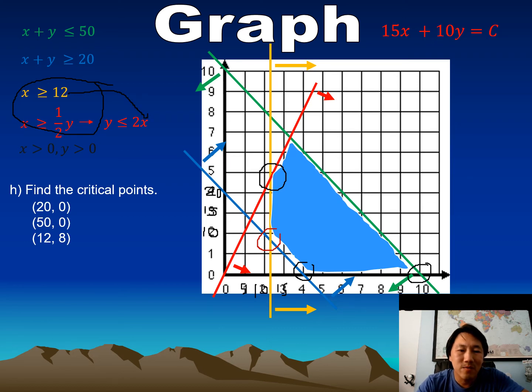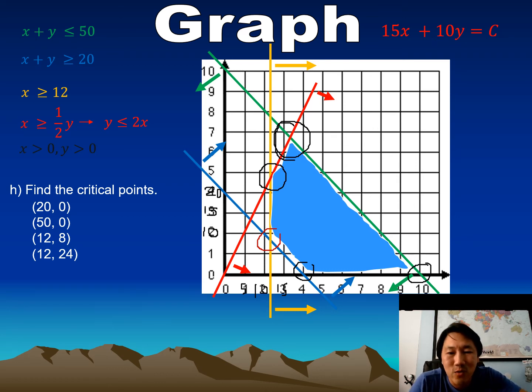All right, so when you plug the 12 into there, you should get y is equal to 24. And so that point is at 12, 24. All right, and then we have one more critical region or critical point left, and that's up here. And it's between the green line and the red line. So these two.